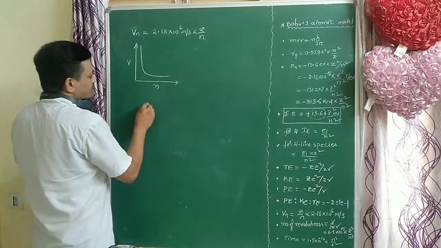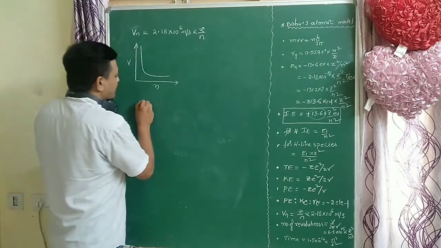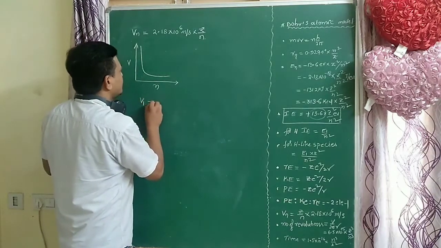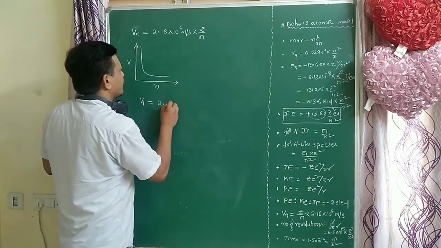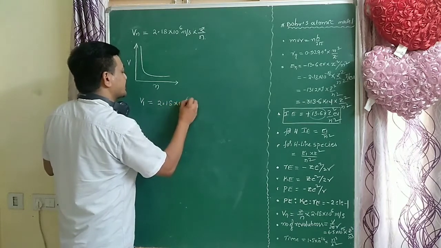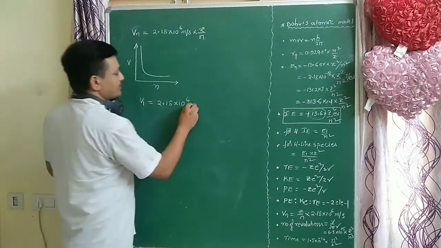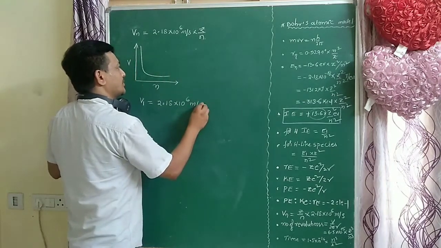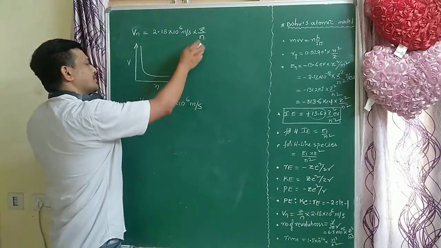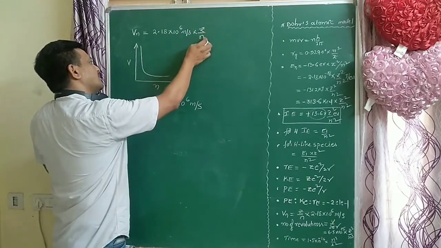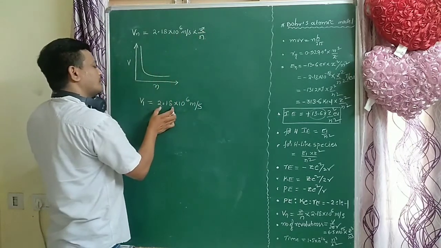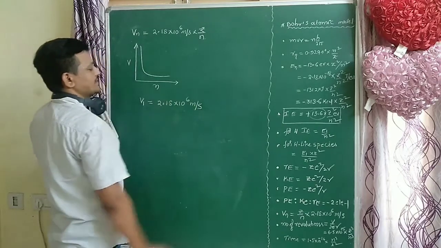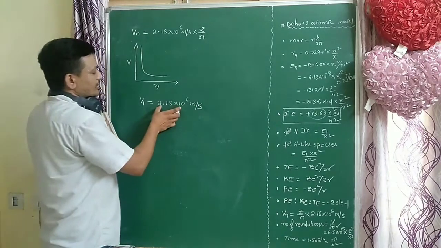So for hydrogen atom, first orbit velocity equals 2.18 into 10 power 6 meter per second. For hydrogen atom, first orbit, Z equals 1, n equals 1, that equals 2.18 into 10 power 6. This is very, very important.